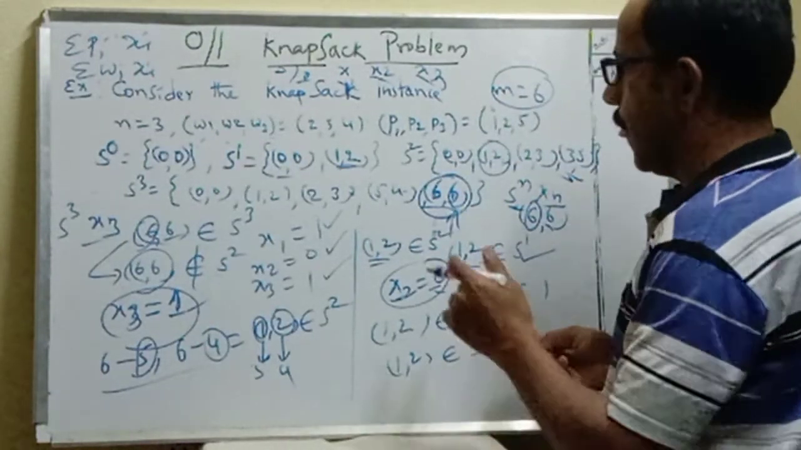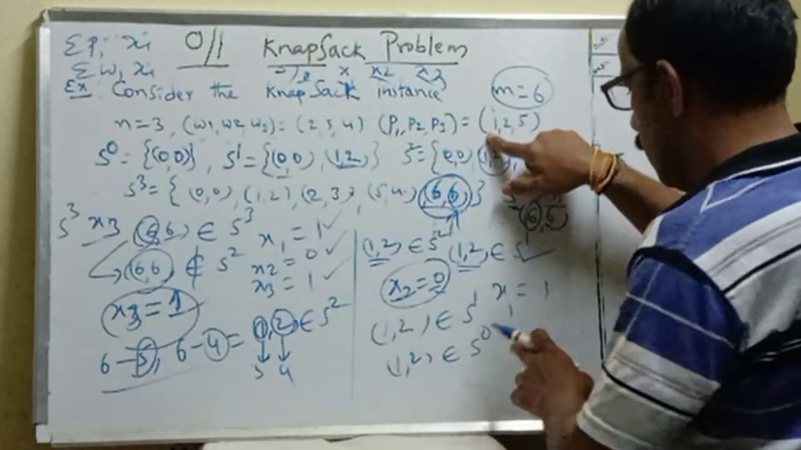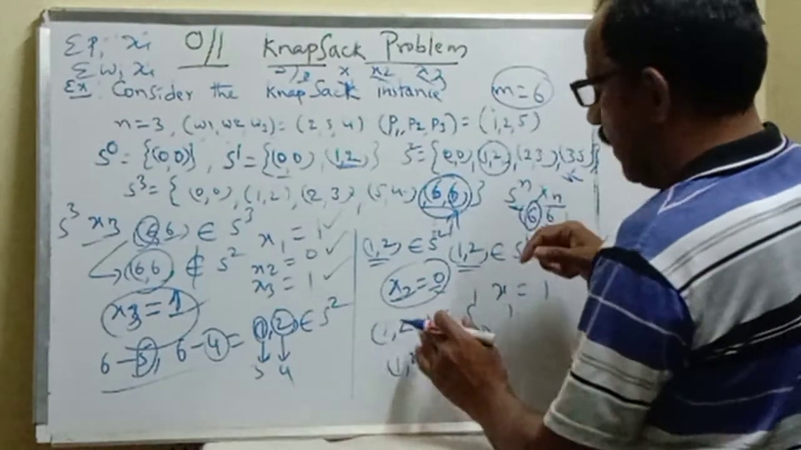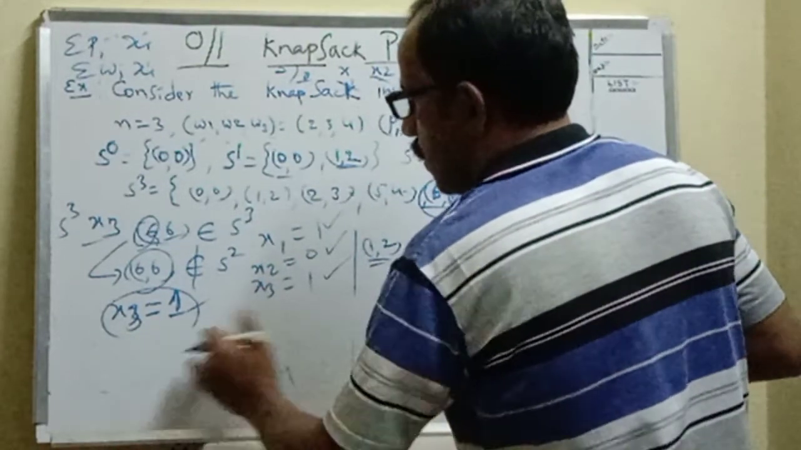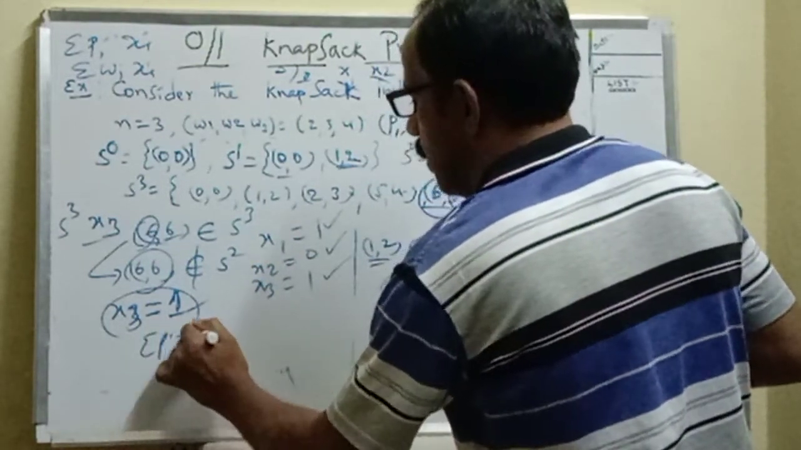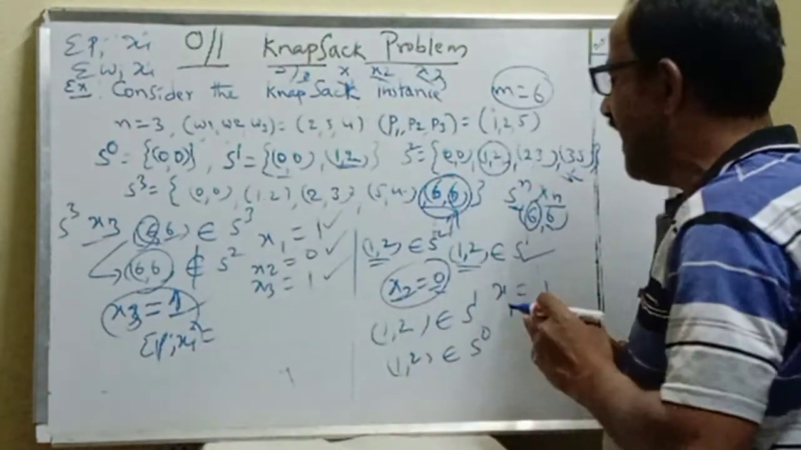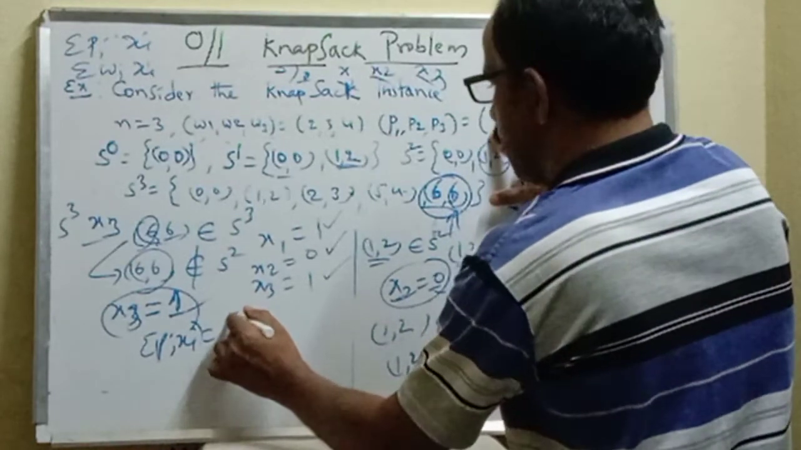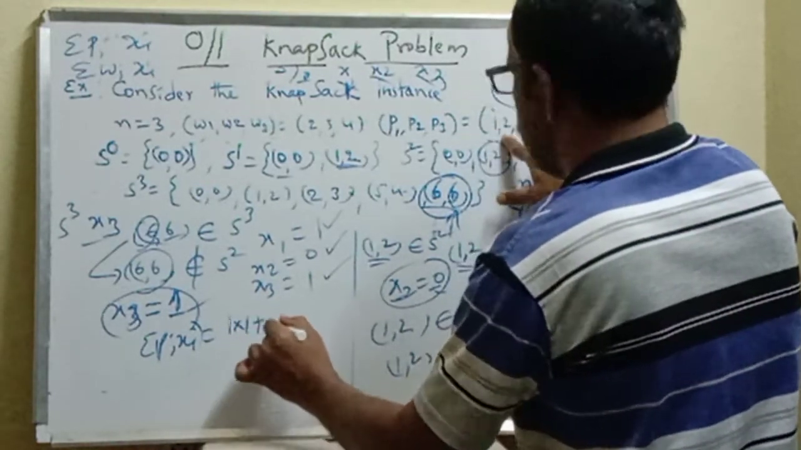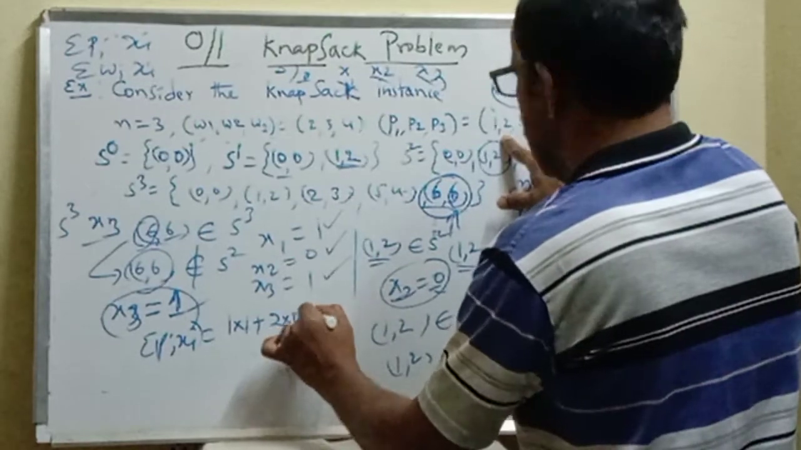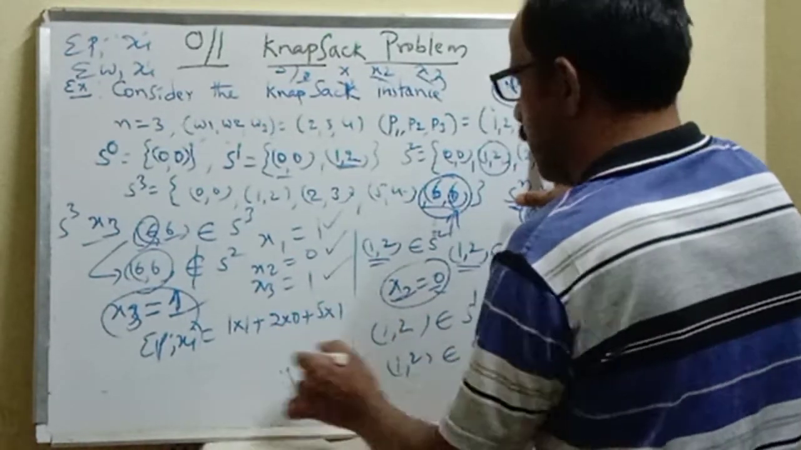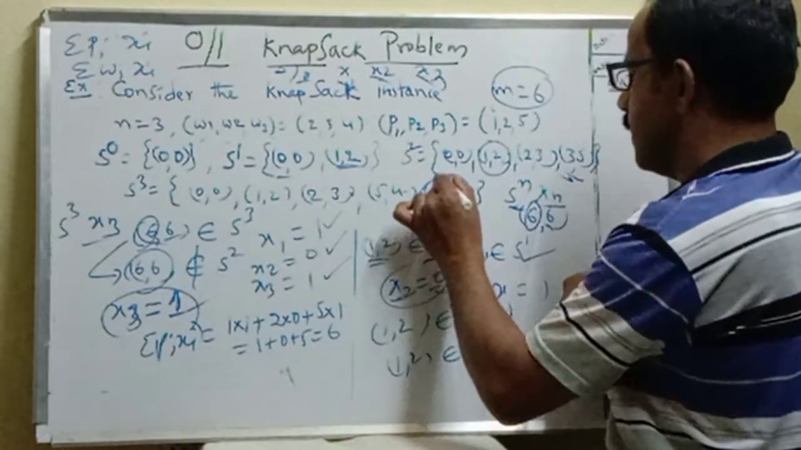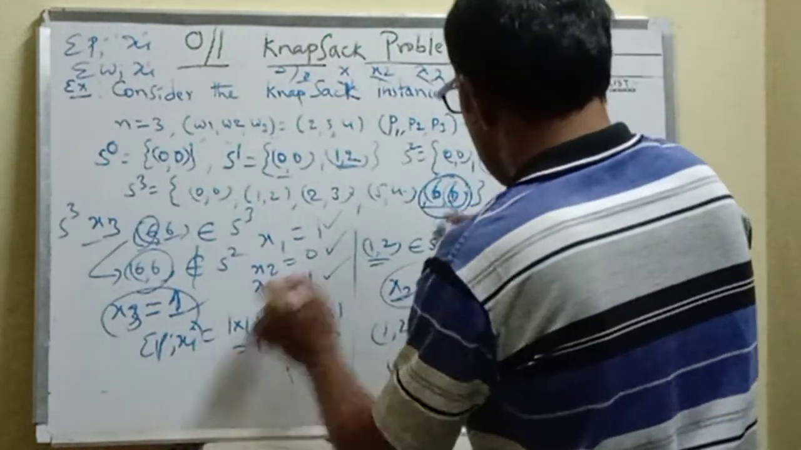We need to cross check them. What is P1? P1 is 1. X1 is 1. So 1 into 1. Now I will show you the solution. This summation of PiXi is the total profit we obtained, and that profit should be the same as the last pair profit. P1 is 1, x1 is 1, plus P2 is 2, x2 is 0, plus P3 is 5, x3 is 1. So 1 into 1 plus 0 plus 5 is equal to 6. Now the profit is matched.